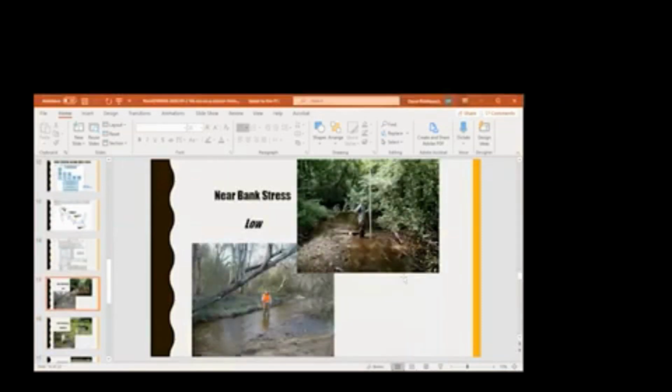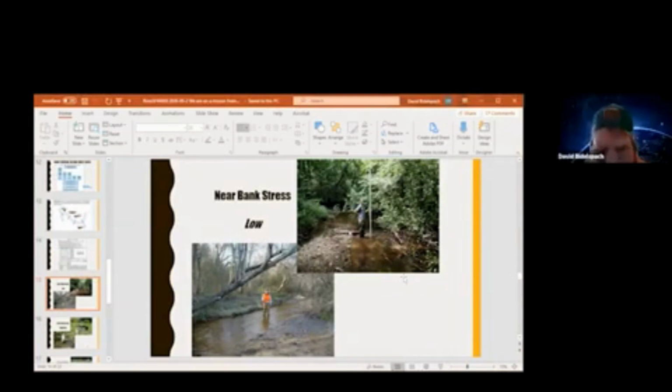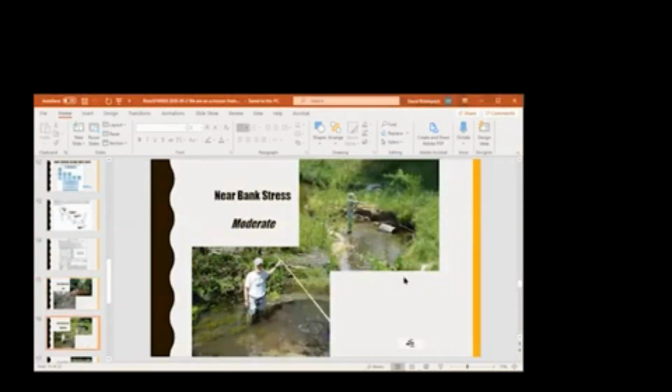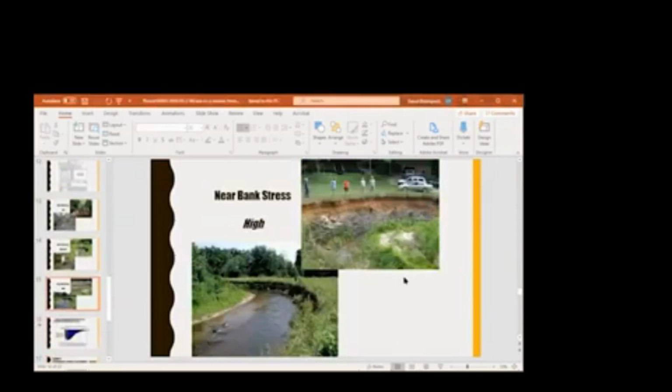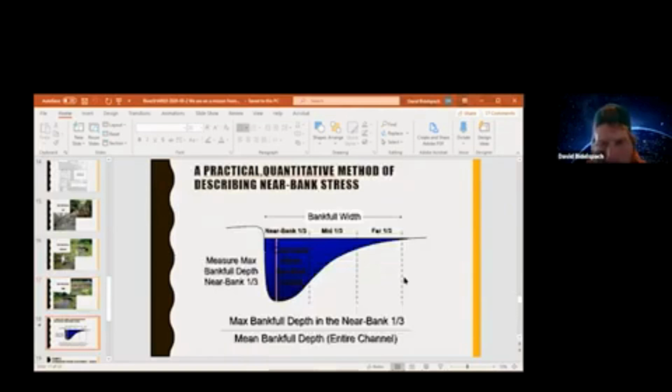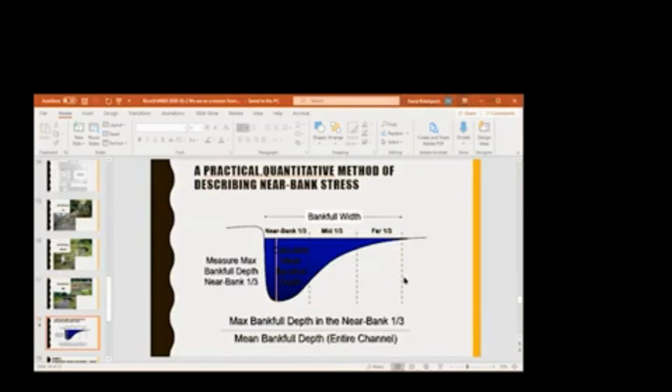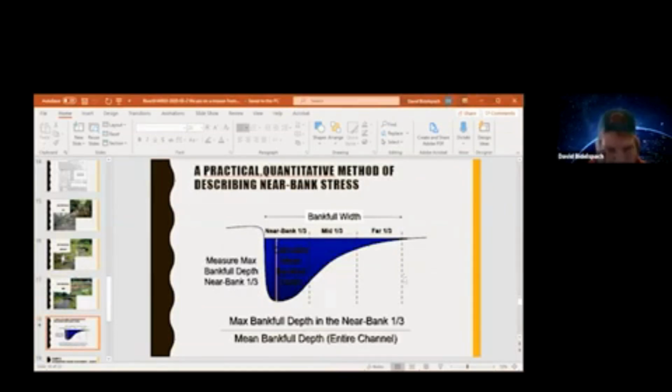So near bank shear stress visually: if you have a deposition on a bank, it's a low near bank shear stress. If you have the thalweg kind of centralized in the channel or a little bit towards the bank, that's a moderate near bank shear stress. And if it's right up against the toe of the channel, that's a high near bank shear stress. Near bank shear stress looks at the near bank region. The near bank region is defined by the third of the channel that is closest to the bank that you're studying at any given time. So your far bank is the one that's farthest away from the bank you're studying. Your middle bank is the one that's in the middle of the channel, and your near bank is the one closest to the bank you're studying.